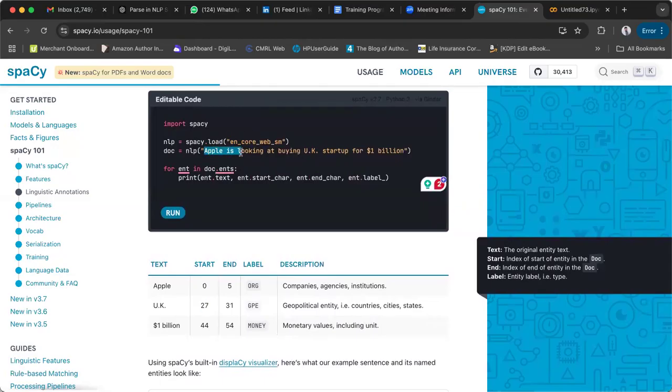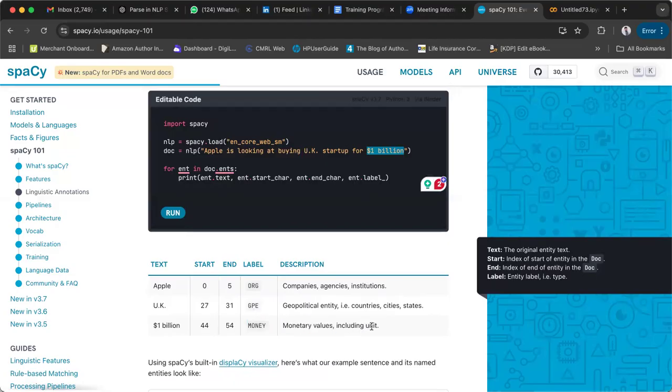If we just start from this, the UK's starting position is 27th place, and it ends with 31st place. And GPE is nothing but a geopolitical entity, that is countries, cities, states, and everything. And $1 billion starts with the 44th position and ends with the 54th position. It is labeled as money.